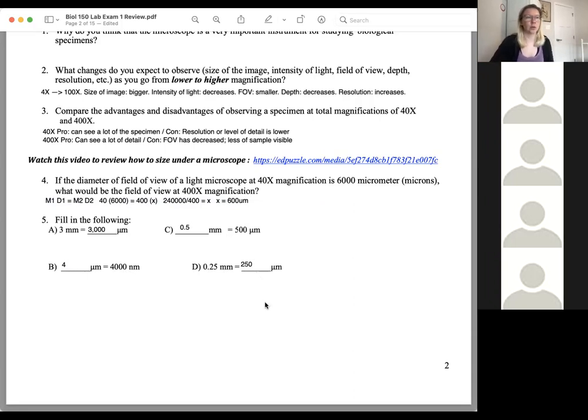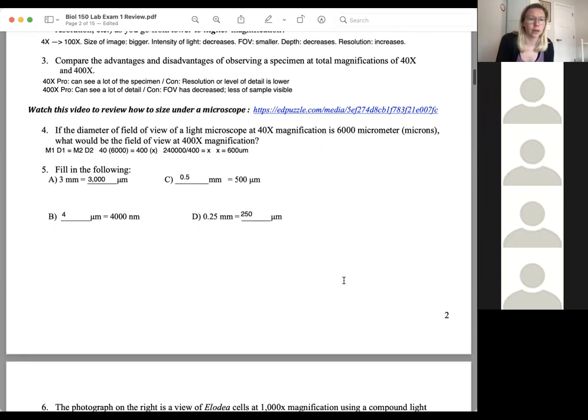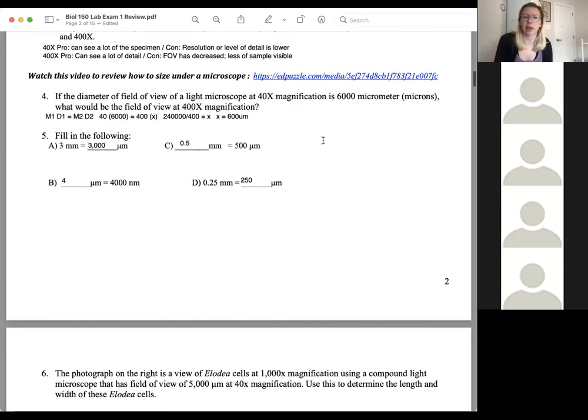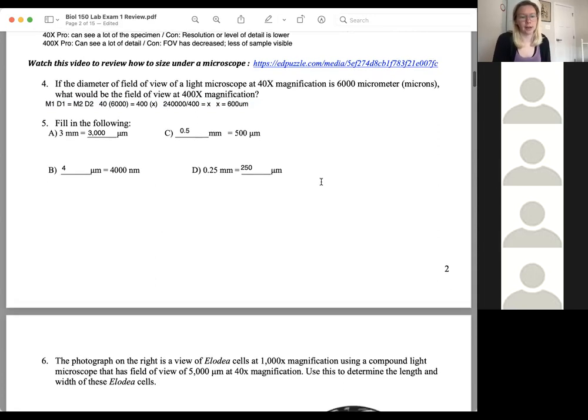As long as you know the hierarchy of these metric prefixes, it's pretty simple. It's just moving a decimal place around. And there'll be a couple of questions like that on your exam.